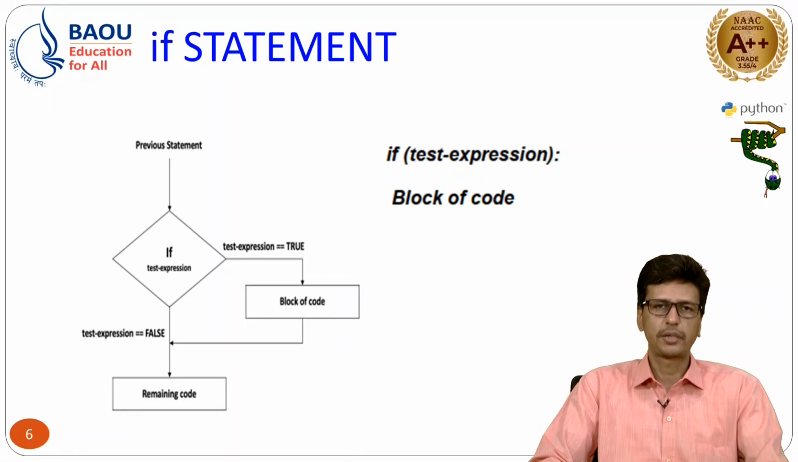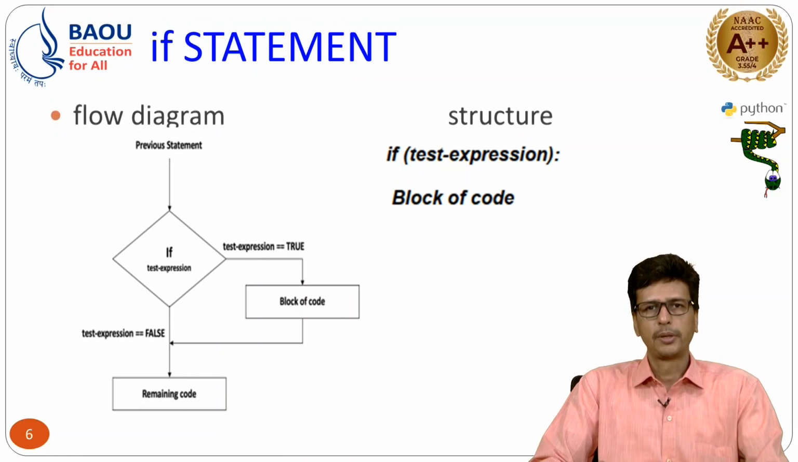If the condition is satisfied, then a few lines of code, or a block of code, is executed. Here we are checking just one thing: whether the condition is true or not. If it is not true, then the remaining part of the program is executed, skipping the if block.